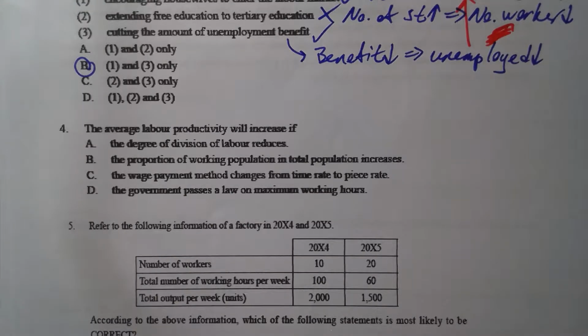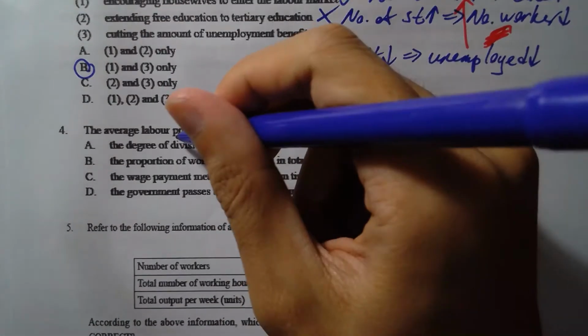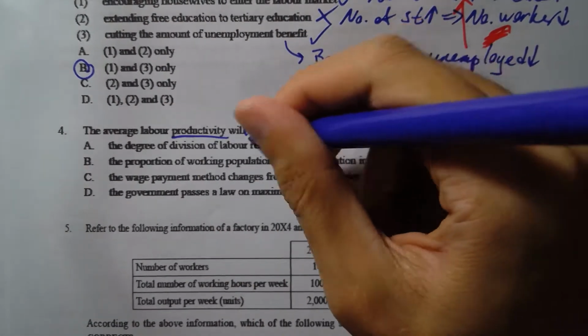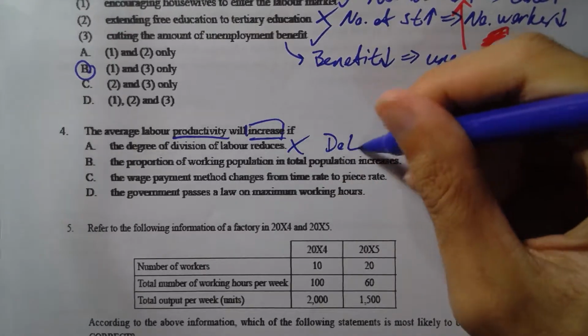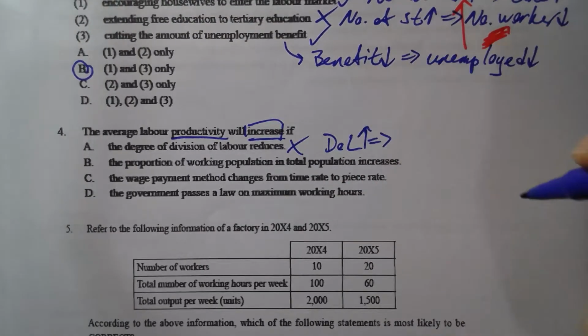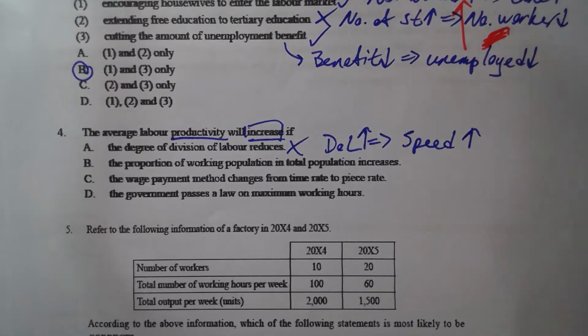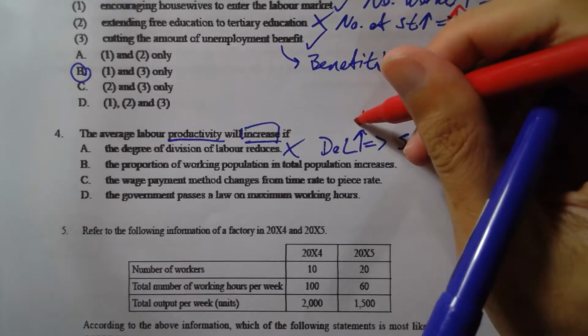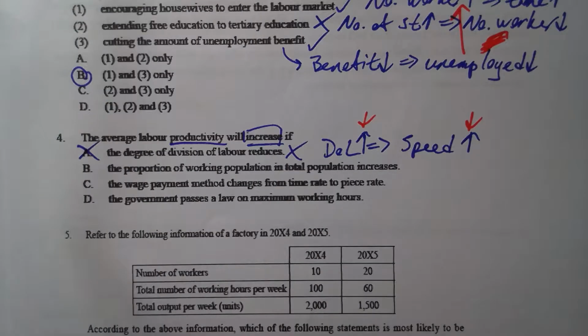Now, next one. Labor productivity. Now this time, contrasting last question, we are talking about speed this time. Labor productivity 啊 ，and we need it to increase. 點解會做嘢快啲咧 the degree of division of labor reduces. I think this one is just the opposite. Remember, when we talk about division of labor, when division of labor increases, the speed or productivity will increase. So this time we are talking about reduce, right? Just the opposite. So speed will decrease. Not correct.